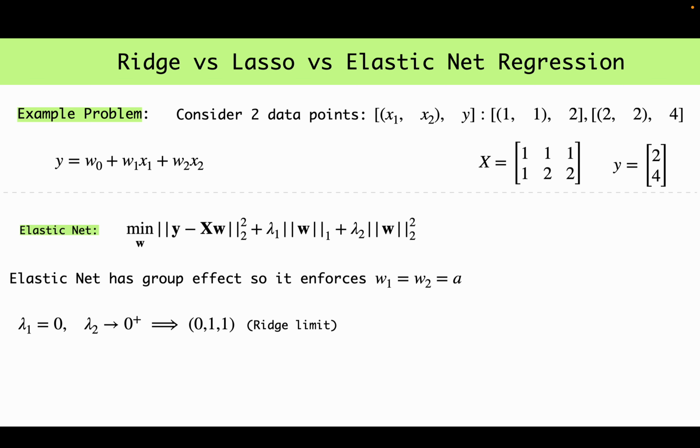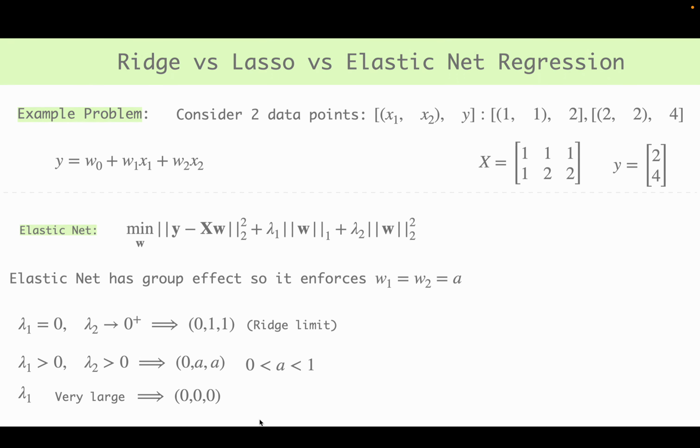And finally, for the elastic net, we have these three conditions. When lambda 1 is equal to 0, this term becomes 0, and it becomes the same as L2 norm based ridge regression, so you get a ridge kind of solution. When lambda 1 is greater than 0 and lambda 2 is greater than 0, you get a solution 0 comma a, which means there is some amount of sparsity, and also you are able to constrain the values of w. And finally, when lambda 1 is very large, which means sparsity is imposed very much, you get a more sparse kind of solution.